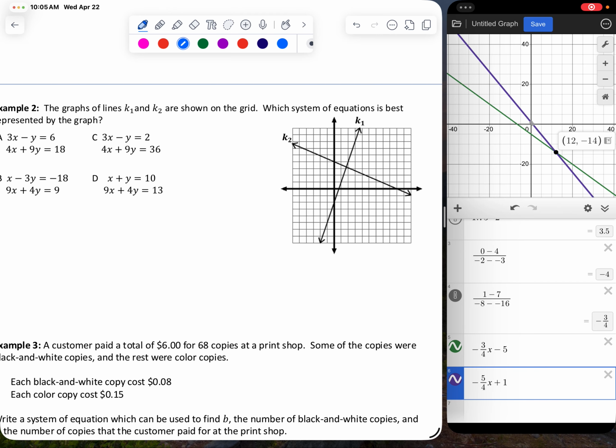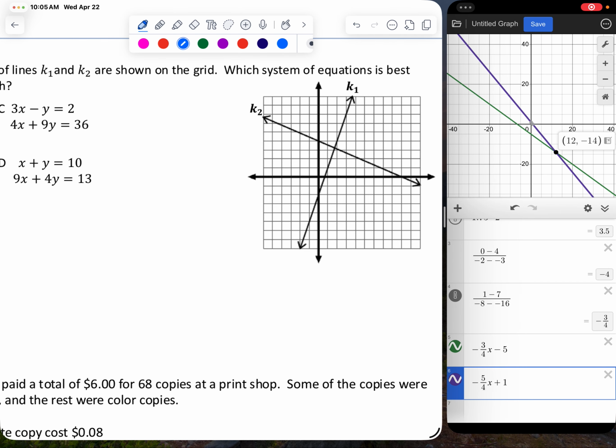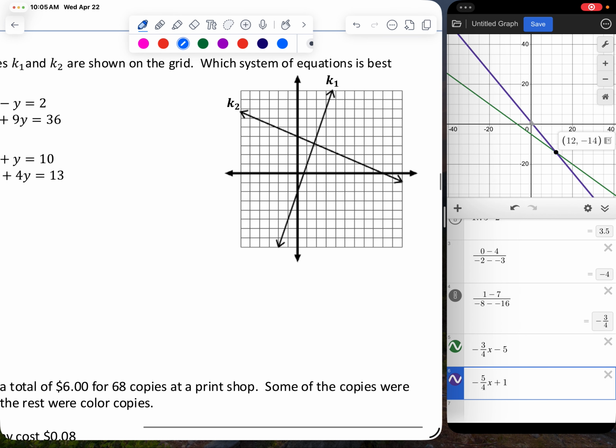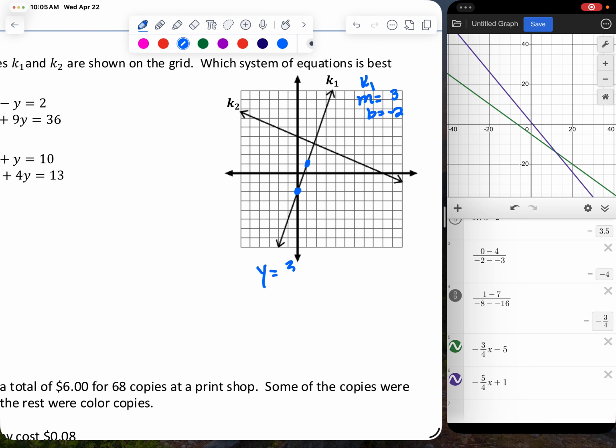So let's start by writing the system of equations in slope-intercept form. For k1, we're going to get the m and the b. Those should be pretty easy to get on the graph. It's touching the y-axis here at negative 2. And for the slope, I need another friendly point. How about this one? 1, 2, 3 over 1. So I have a slope of 3. So I know my first equation is 3x minus 2.